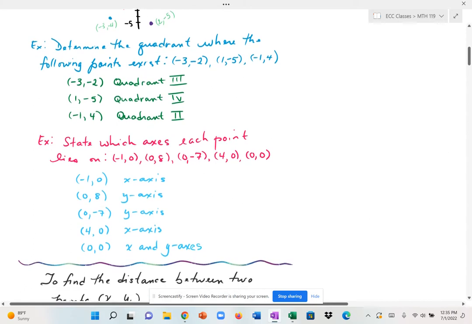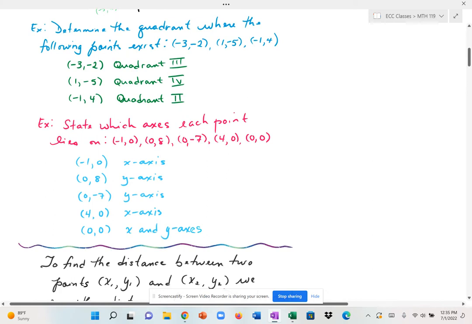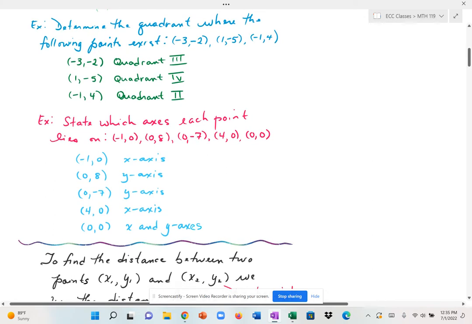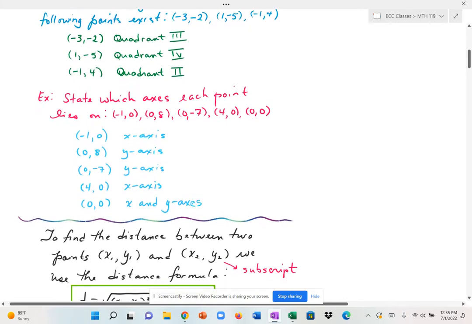Okay, so we can find the distance between 2 points on an xy plane by using something called the distance formula. We're going to call the first point x sub 1, y sub 1. Those are called subscripts, those little numbers in the bottom right-hand corner. That's distinguishing it as the first point. And the second point will be called x sub 2, y sub 2. So that's the second point.